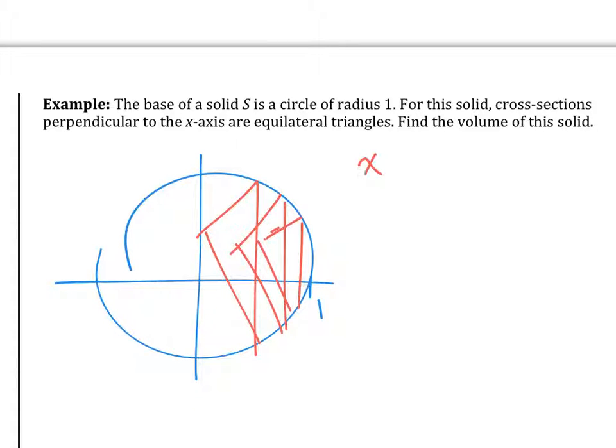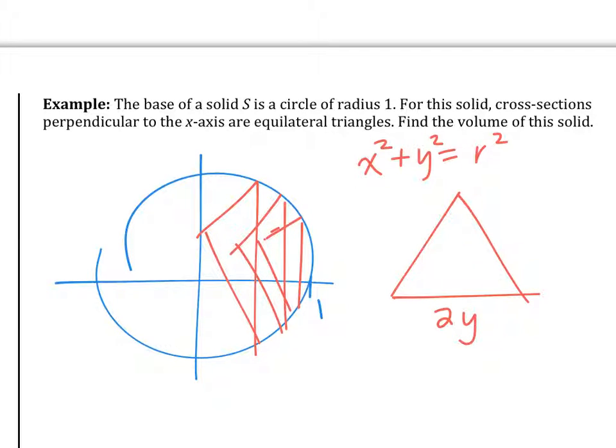Again, we're going to remember that x squared plus y squared is equal to r squared. We have this equilateral triangle. How long is the base? In terms of x and y and all that stuff. 2y. Okay. What is the area of any triangle? Base times height over 2. Yeah, base times height divided by 2. So 1/2 base times height. Okay, we know that the base is 2y.